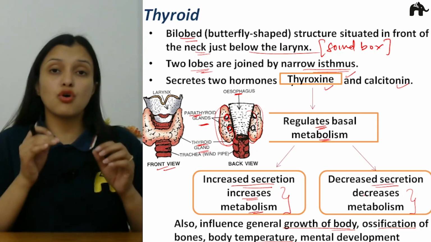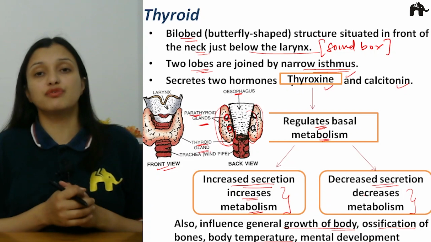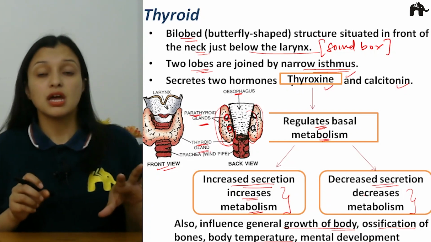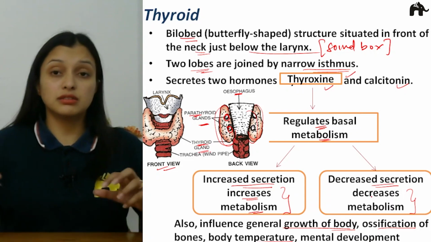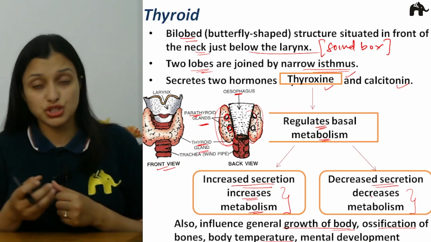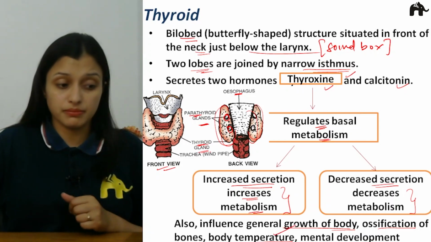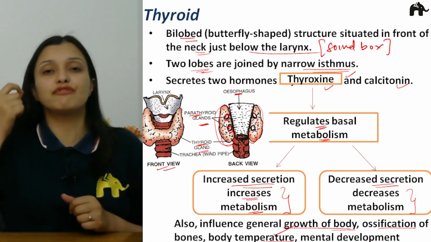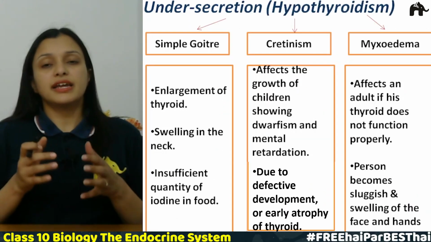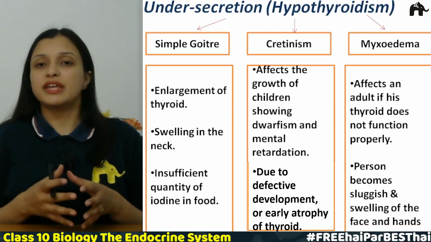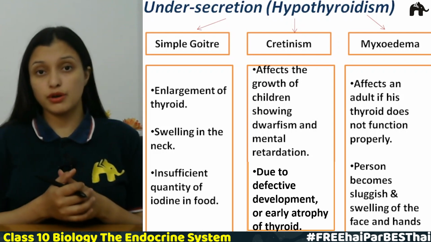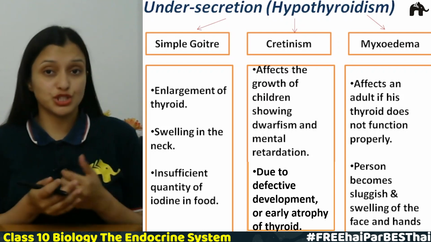So the thyroxine hormone is very important for our body, so that all the functions of metabolism are done right, the general body growth is fine, the bone formation is okay, and body temperature and mental development also take place at a fine level. So again, in this condition also, it is very important to understand what will happen if there is under secretion of a hormone and if there is over secretion of a hormone.